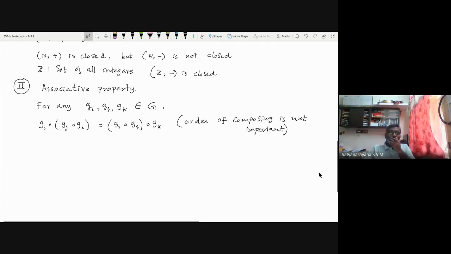Okay, so now let us see what happens, so let us again look at an example. So consider an example. For example, you take Z with minus. Okay, so you take Z with minus. Okay, this was closed. Okay, so first thing we have seen that this is closed. Okay, now is it associative?